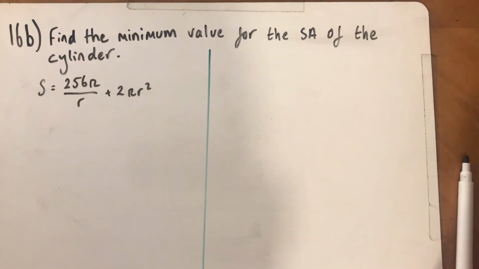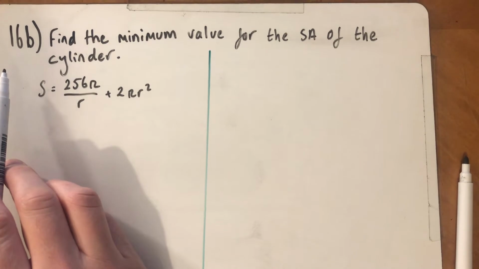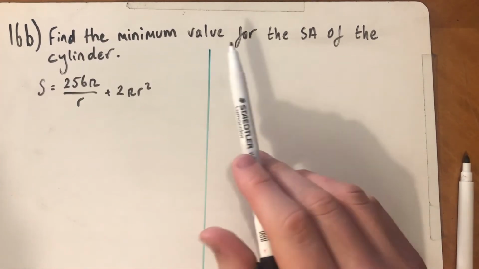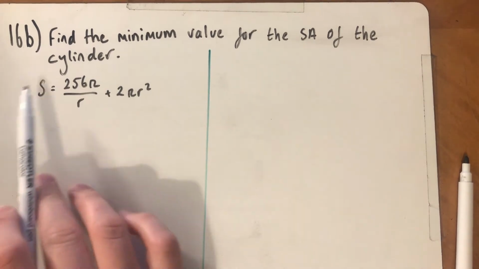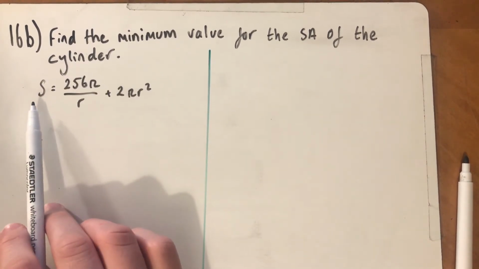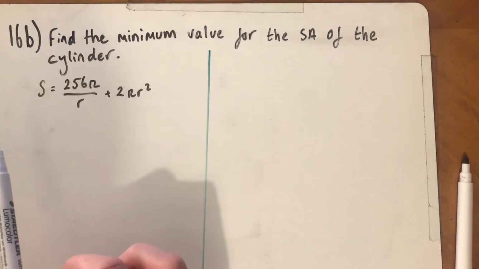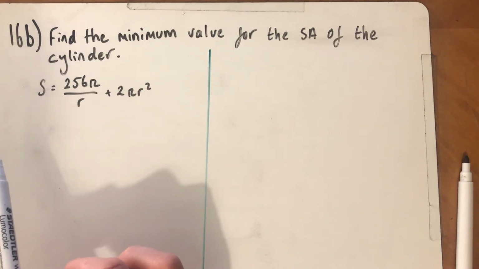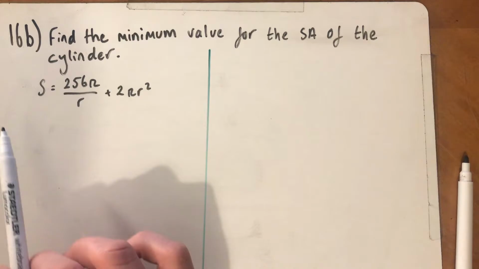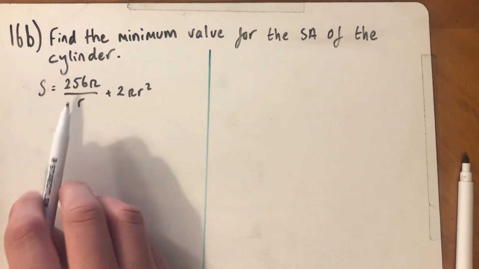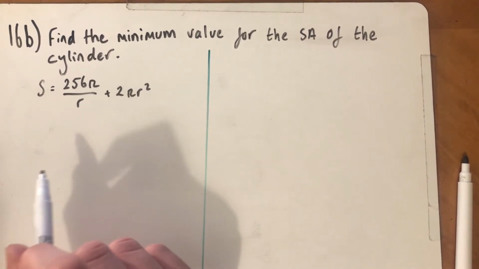Hi. So in part B of the question, we've been asked to find the minimum value for the surface area of the cylinder. If you recall in part A, we proved that the surface area S is given by the following equation. So now, because R varies, we've been asked to find the minimum value for the surface area. And R varies, just like the fact that X varies.